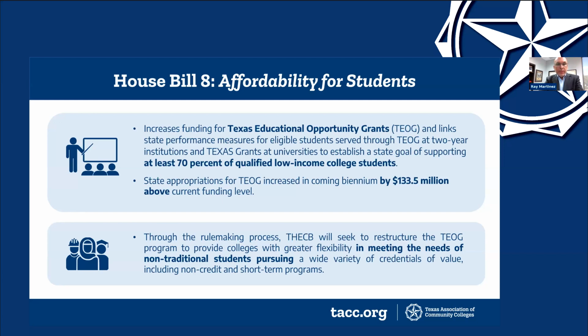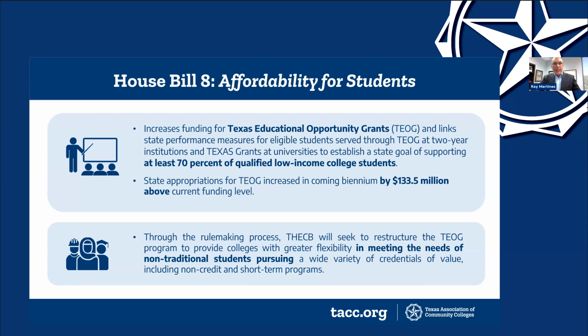One of the recommendations from the commission, which was implemented through House Bill 8 but also through the appropriations process, which saw the additional funds that Brady had referenced in an earlier slide. So what the legislature did was to follow through on the recommendation, which was to increase funding for the TEOG program and concurrently to do the same for the Texas Grant Program, which is the equivalent program for students who attend our public four-year universities, to meet the needs of at least 70% of students who present themselves at our campuses and who demonstrate financial need. What this translated into is the second bullet here at the top of this slide indicates: TEOG state appropriations increased for the coming biennium by $133.5 million above current funding level.